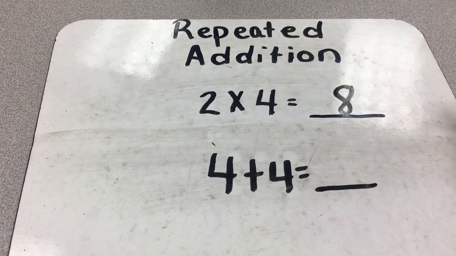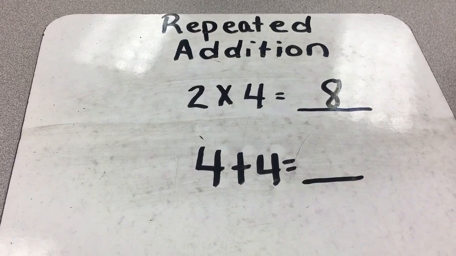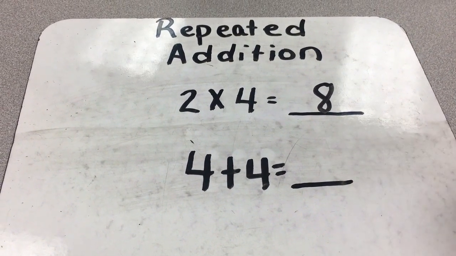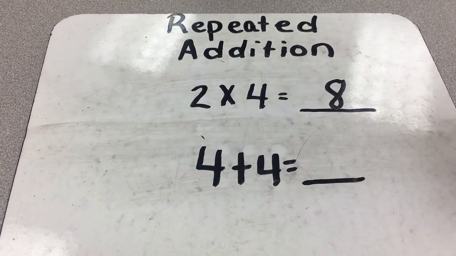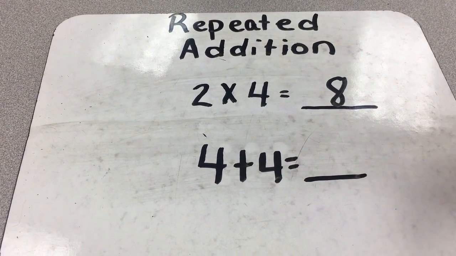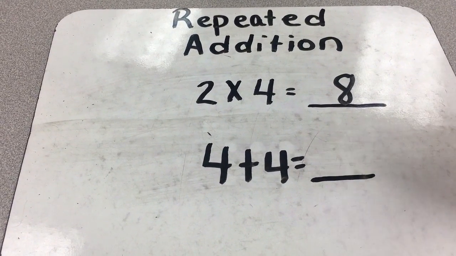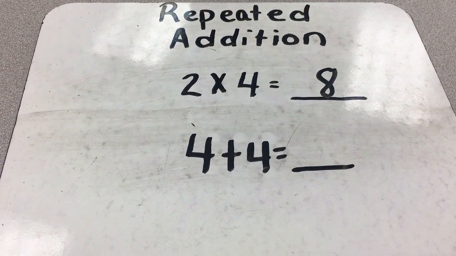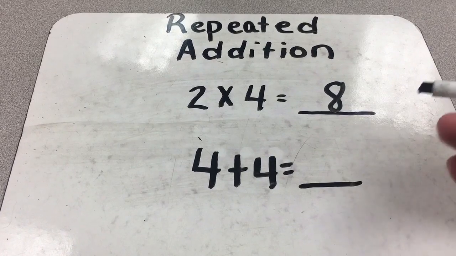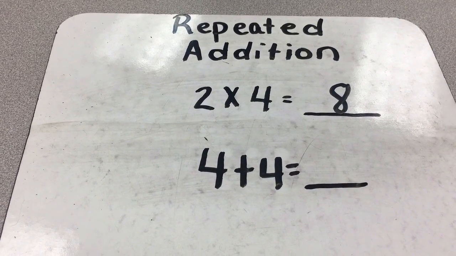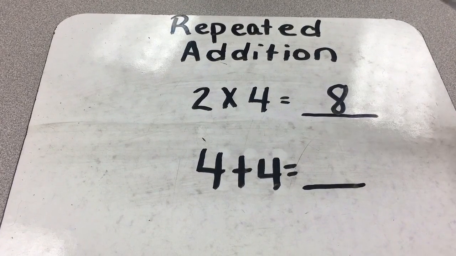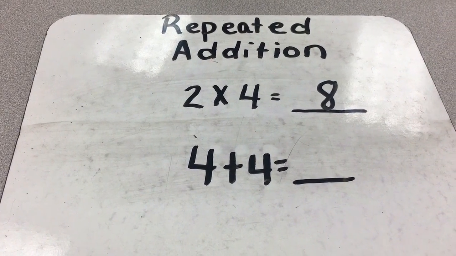Now, this strategy is easier for the lower numbers in our multiplication facts, our times 2s, maybe our times 3s, sometimes our times 4s. If you want to get up into the larger numbers, it's going to take them more time to do the addition. But again, this is just a bridge. It's to help them get from understanding addition and multiplication and bridging those two skills.